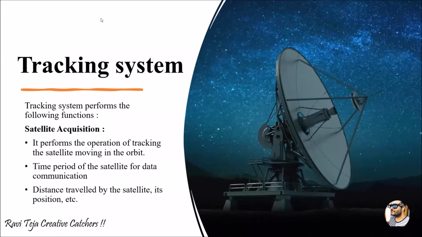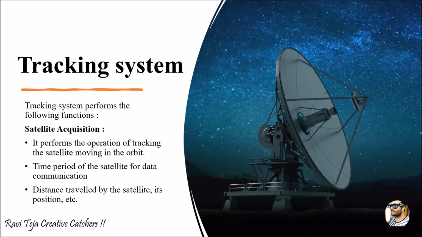Topic is nothing but the tracking system. So this tracking system performs the following functions. The first one is satellite acquisition. Tracking means you need to monitor something. So here, using an earth station, we are tracking satellites. Each earth station will be allocated a particular satellite for some purpose.